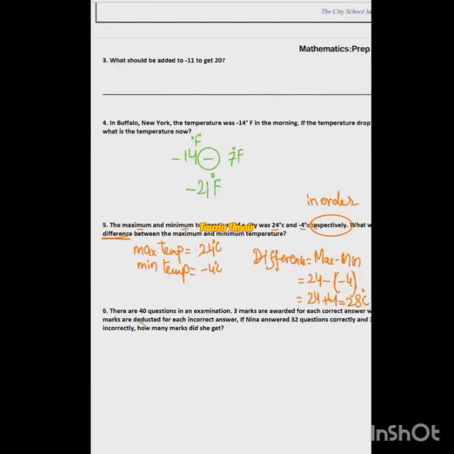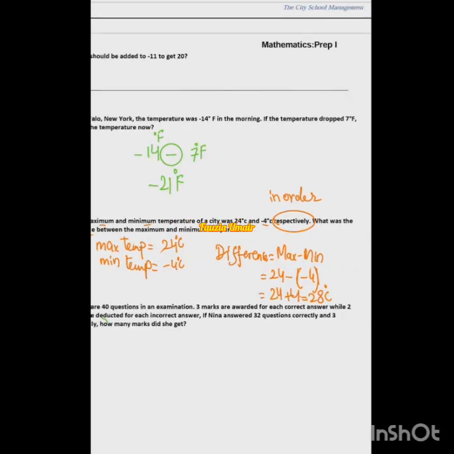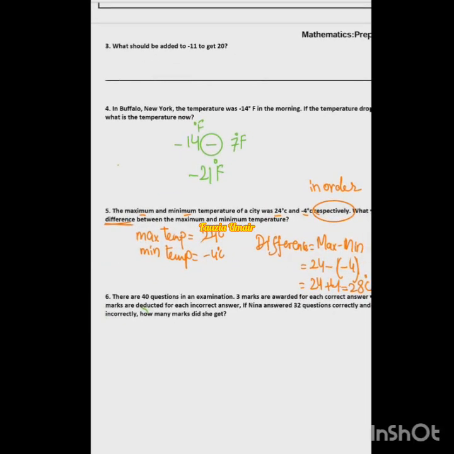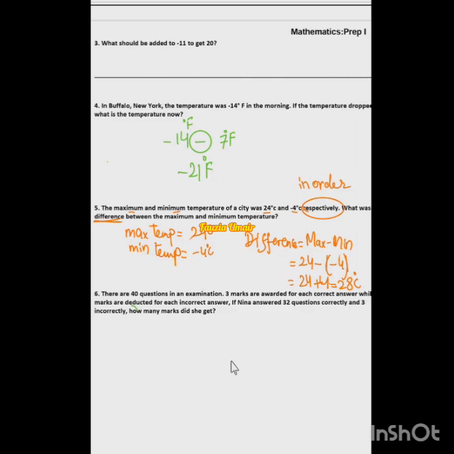So the next question is, there are 40 questions in an exam. 3 marks are awarded for each correct answer, while 2 marks are deducted for each incorrect answer. If Nina answered 32 questions correctly and 3 questions incorrectly, how many marks did she get? So for every correct question, we need to give 3 marks, and for every incorrect question, we need to deduct 2 marks. So how many marks?